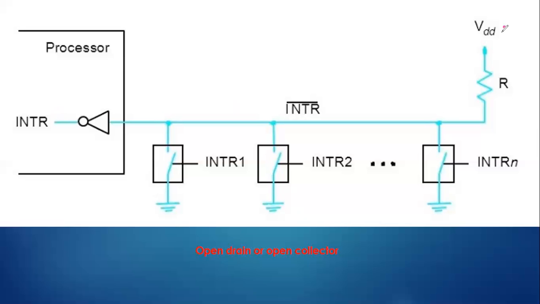VDD will be equal to 1. Here we are using a resistor R, so it will always be equal to 1 when the drain is open, or the collector is open. If any device wants to raise an interrupt request, it just needs to close this latch, then the voltage will drop to 0. The complement of 0 will be 1, then the processor will come to know that yes, some device is raising an interrupt request. I hope you don't have a doubt in this particular circuit. So we'll go for the next case. This is the interrupt hardware, remember.